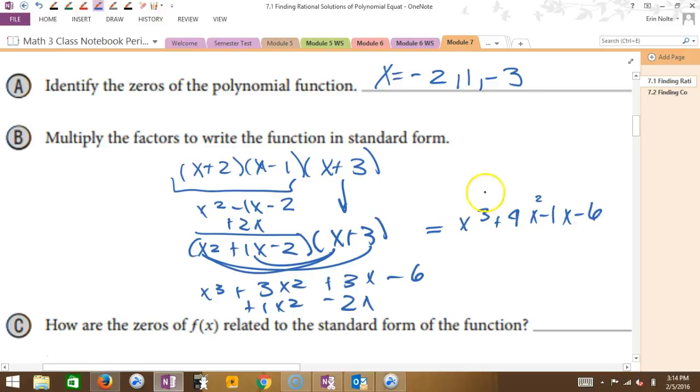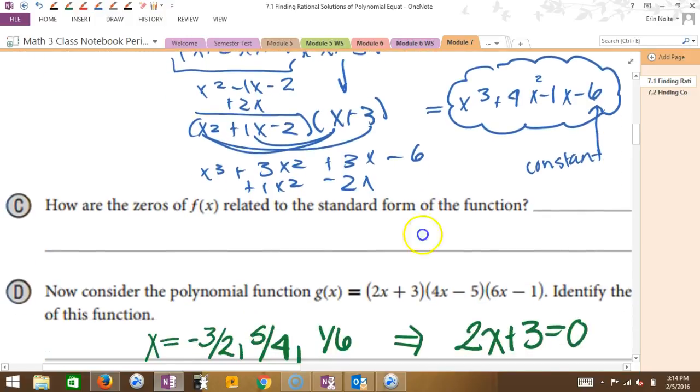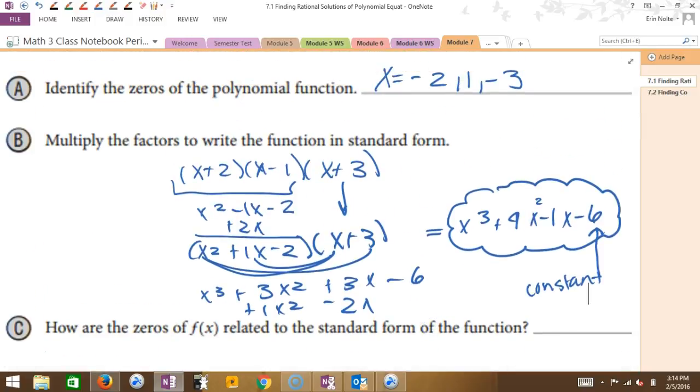Yes, thank you. Okay, so that's my standard form. And when a polynomial is in standard form, my degree goes from my greatest degree to my least degree down to my constant term. And what is my constant term? So that is my constant. And what is my leading coefficient of that polynomial? 1. Yep, so the number in front of the term with the greatest degree is your leading coefficient.